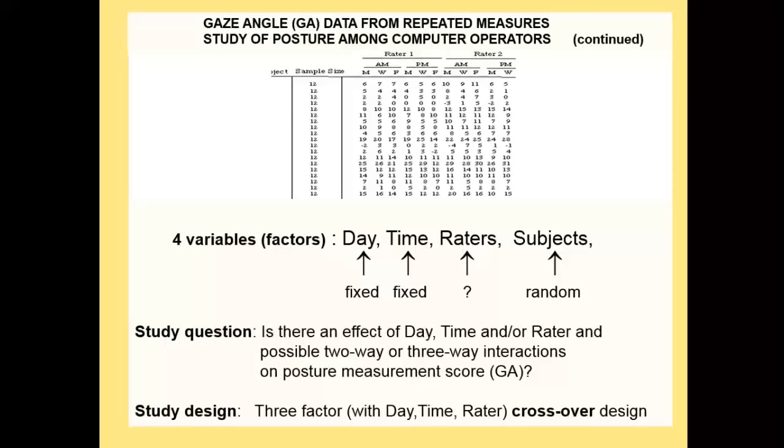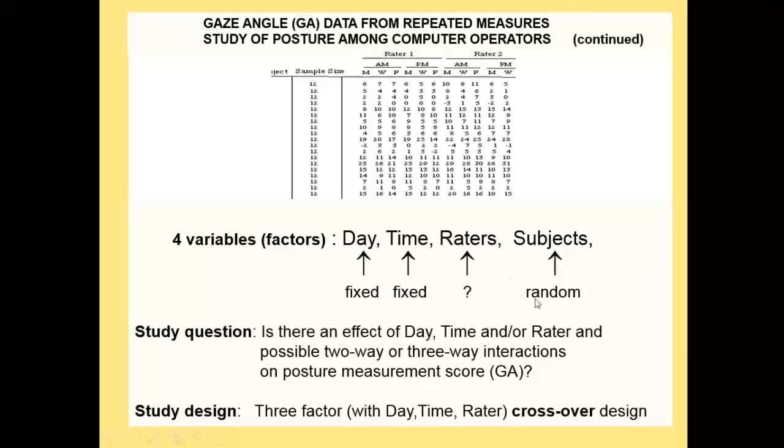Gaze angle, okay. So in this case, again, you've got 19 subjects. Each of them has been measured for gaze angle on Monday, Wednesday, and Friday, AM and PM, okay? But in addition to that, there are 2 different people that are measuring their gaze angle. So there are 2 raters, rater 1 and rater 2. So we've got days, times, raters, and subjects. So now it's a little bit more complicated.